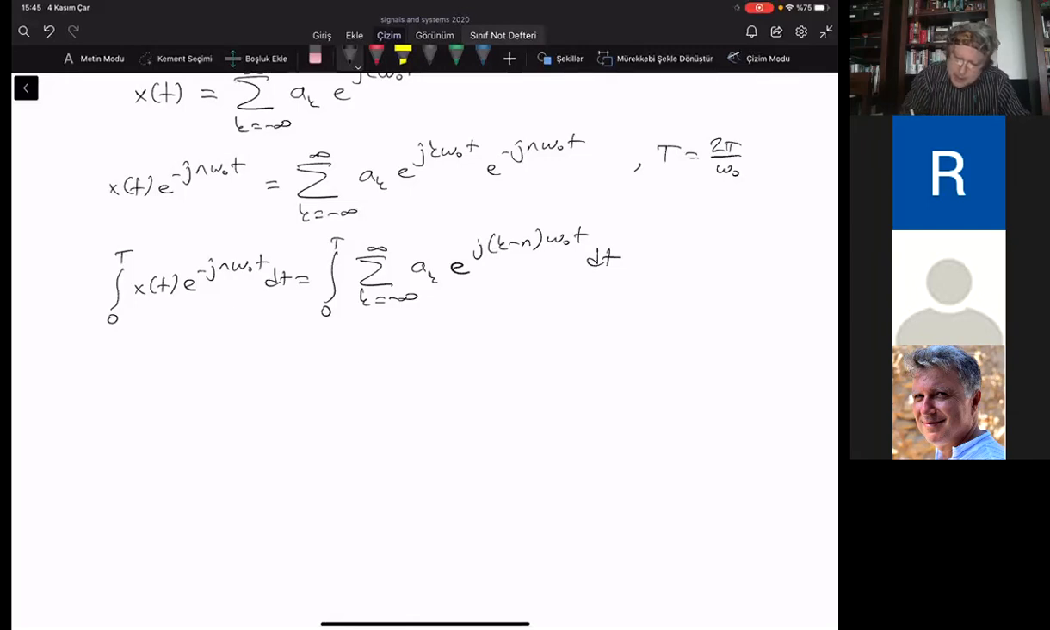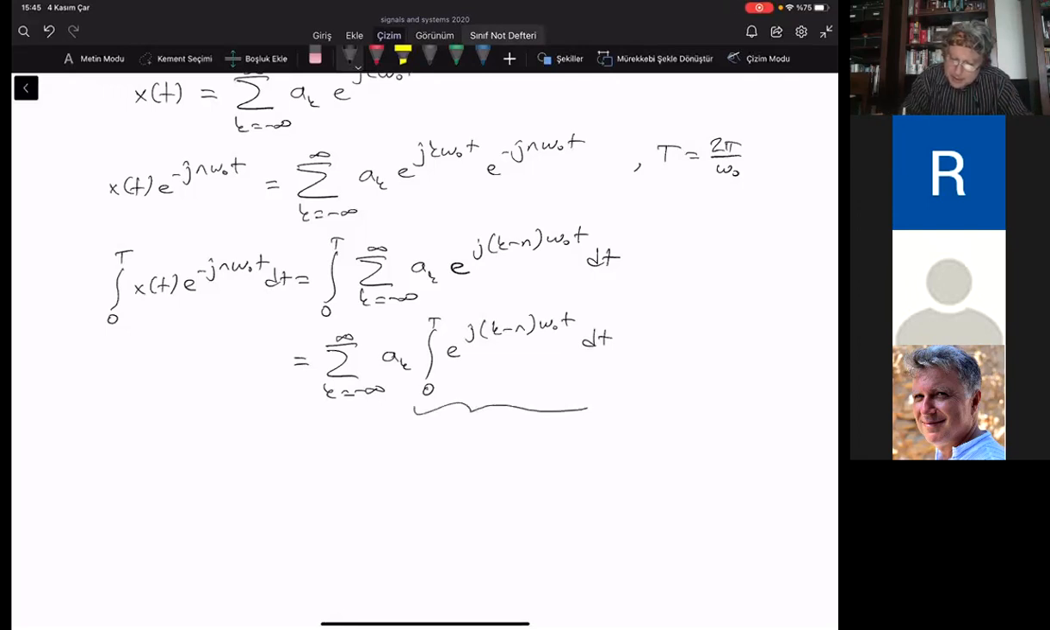Now I will do a further trick of interchanging the places of summation and integration. Lots of tricks going on here. a_k will be left out of the integral because it has nothing to do with t. Inside it is the t function, e to the j (k minus n) omega 0 t dt. And the left-hand side is the same integral.